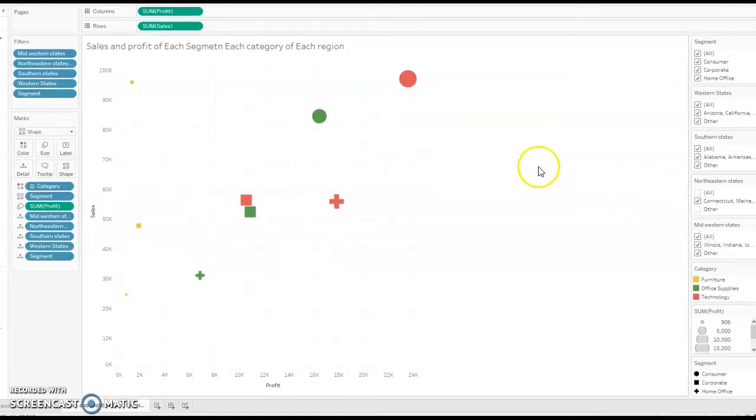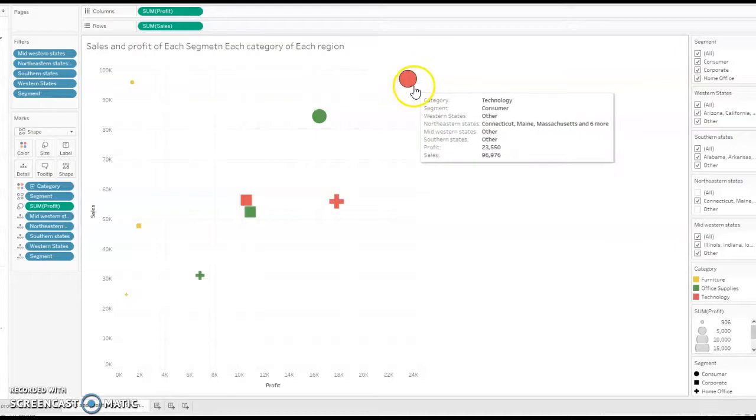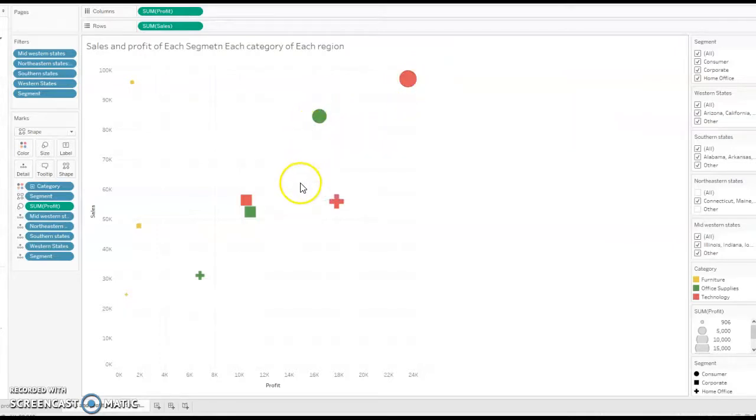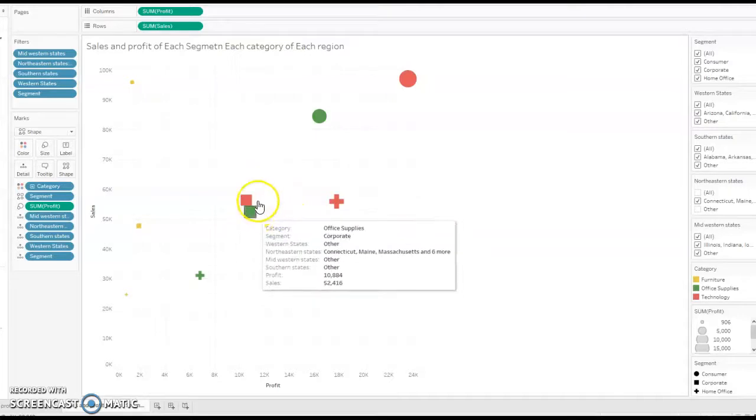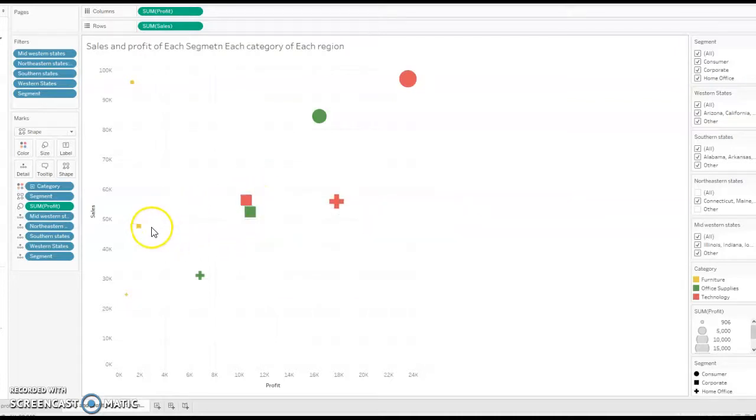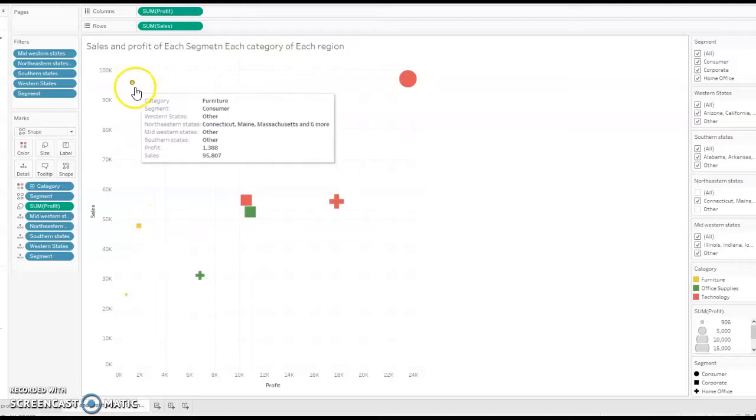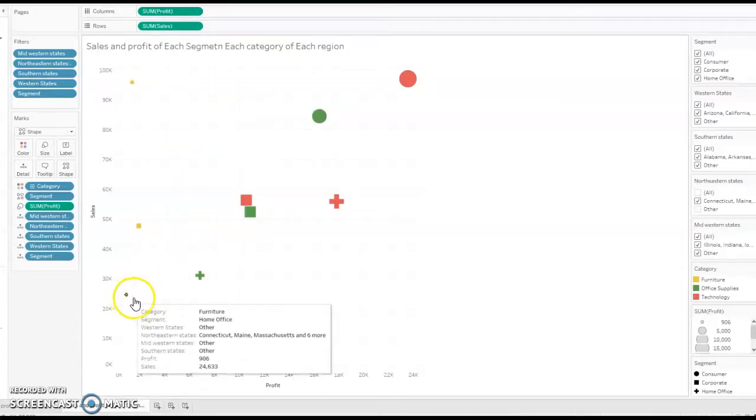Now we're going to see the northeastern states here. The consumer section is doing really good in technology and office supplies, and the corporate section is doing well, but not that much. But the furniture sales, even though it's good, its profit is really bad. And here we can see that the consumer level furniture sales profit is really low, and the home office also.